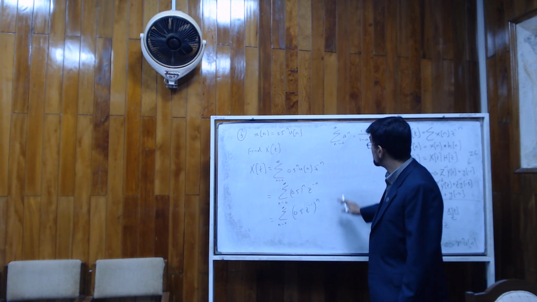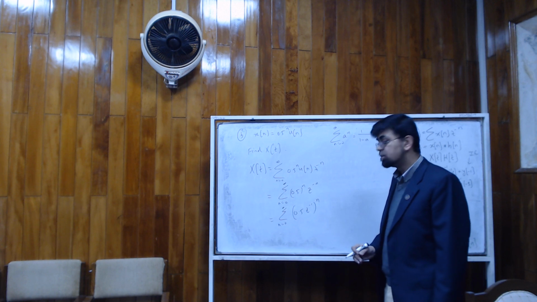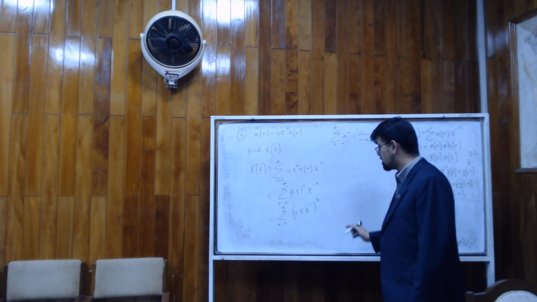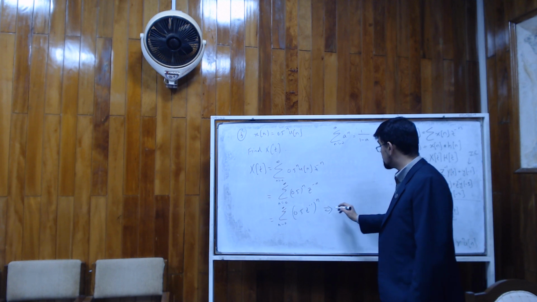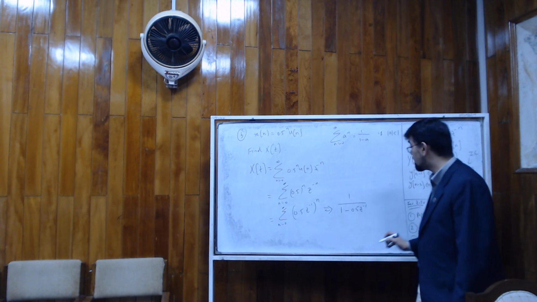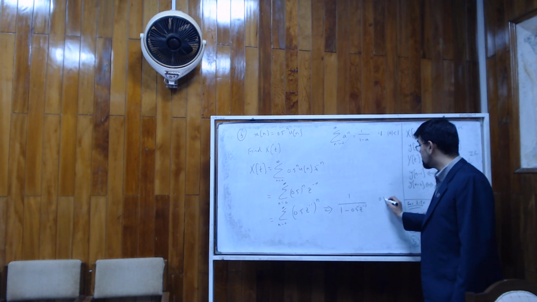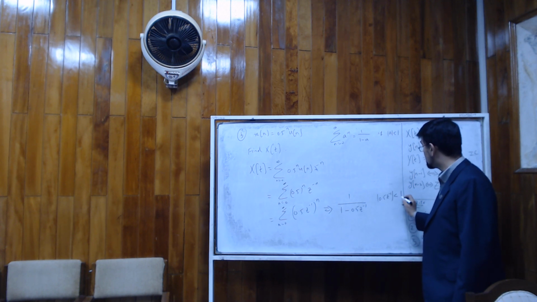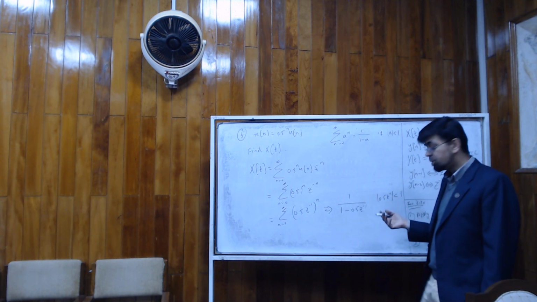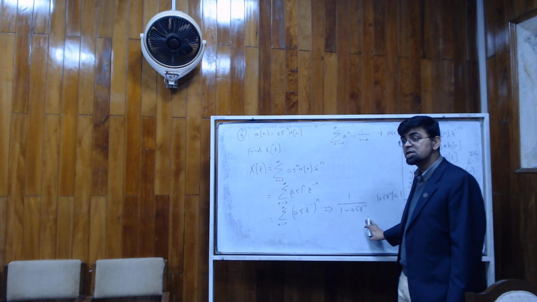Then what is a in our case? 0.5 z^-1. So this thing should sum to 1 over 1 minus 0.5 z^-1, but under what condition? That |0.5 z^-1| should be less than 1. This will give you the region of convergence, but otherwise you have this solution.